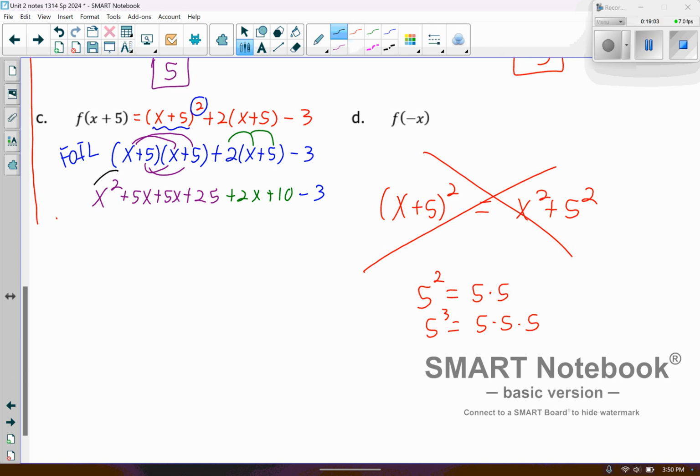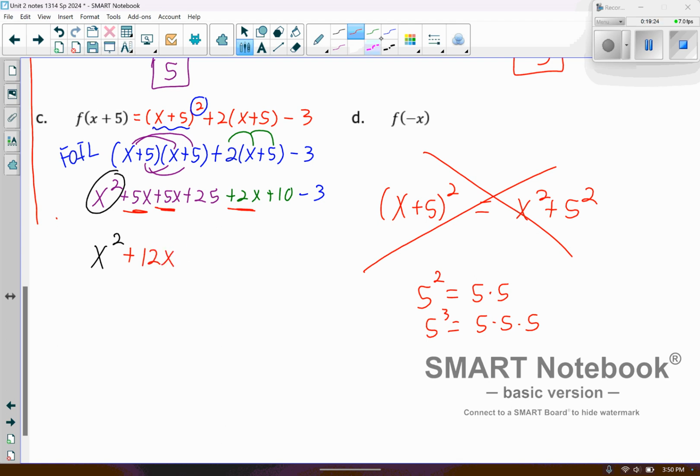So x squared, I only have a single x squared, so I'll just go ahead and write that down. Then what about my x's? Let's see, how many x's do I have and where are they? So let's see, I have 5x plus 5x plus 2x. So I'll consolidate that all together to be a total of 12 x's.